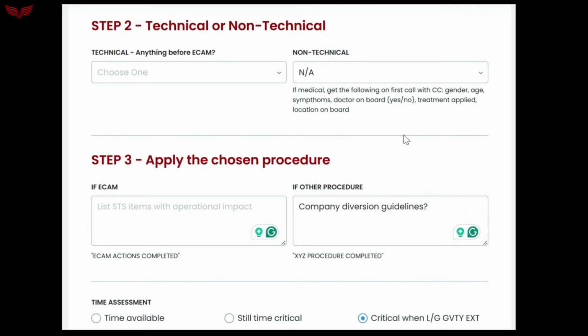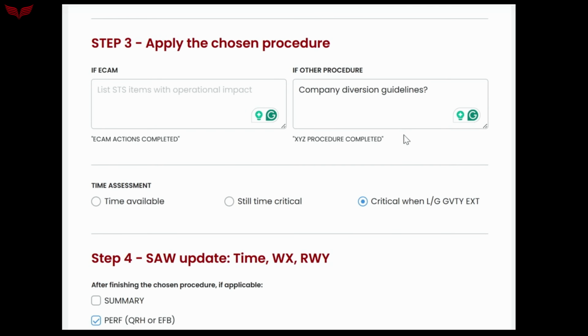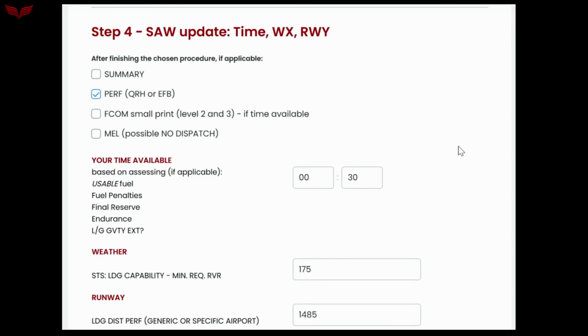Step 2, is it a technical or non-technical situation? It is non-technical. The runway has been closed, but it's nothing you can do about it. Step 3, apply the chosen procedure. There is no procedure per se, but if your company has diversion guidelines, you can use that. Step 4, situational awareness update.